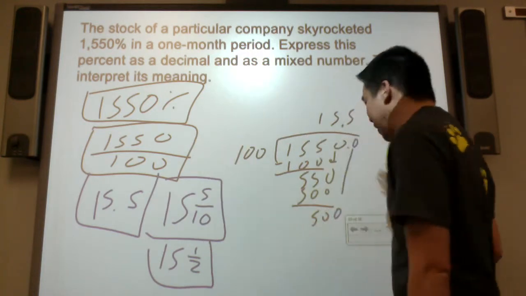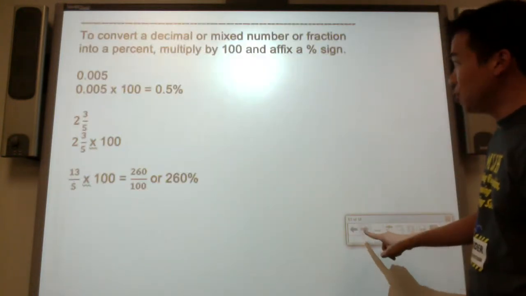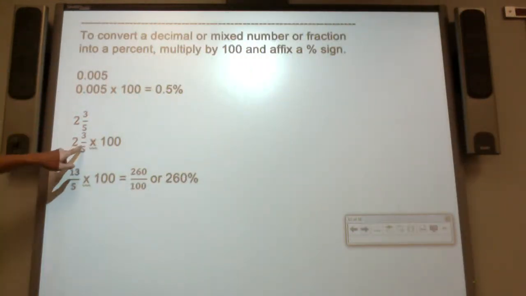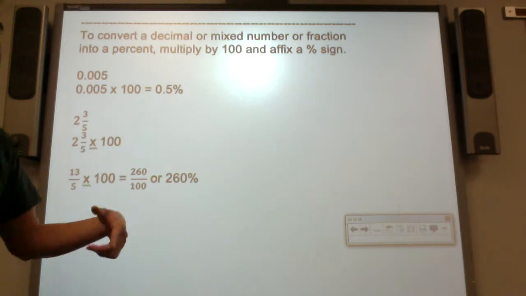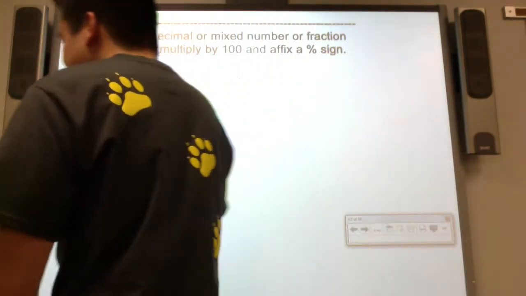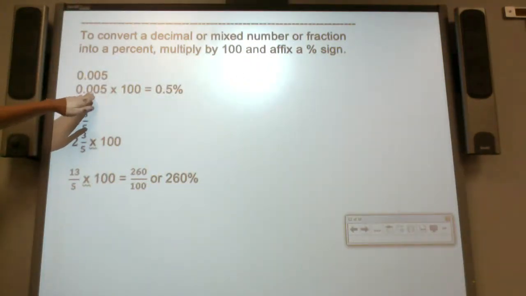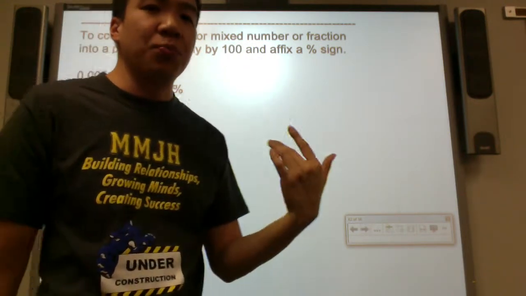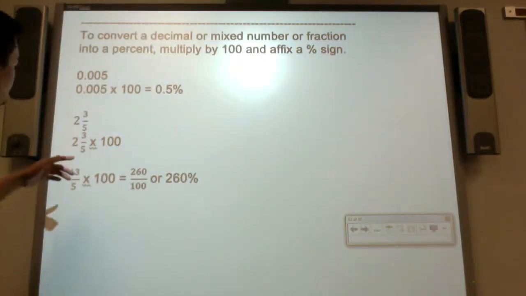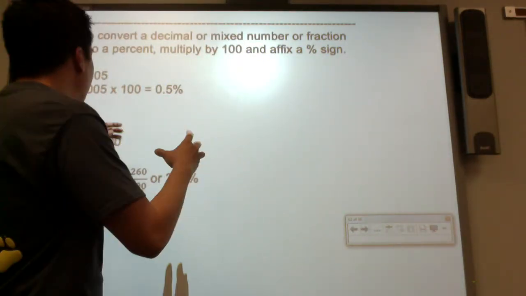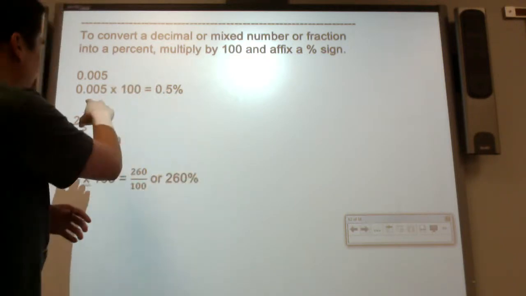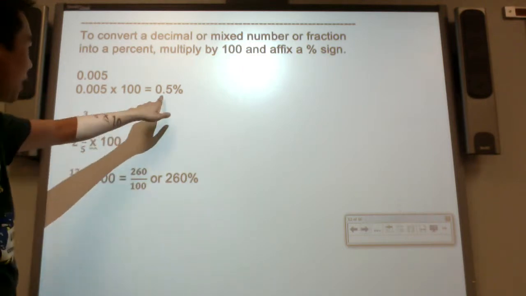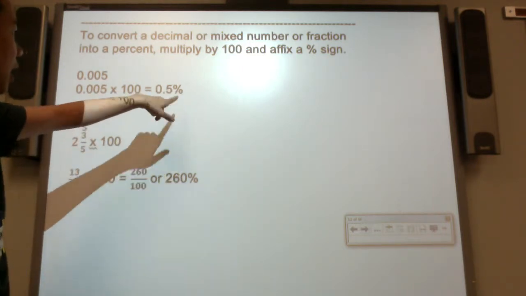So what if you have to do it the other way around? To convert a decimal or a fraction into a percent, for example, you have 5 thousandths. What you do is you multiply by 100. Why? What is percent again? It's per 100. It's saying how many hundreds are in it. So 0.005 times 100, you get 5 tenths percent.